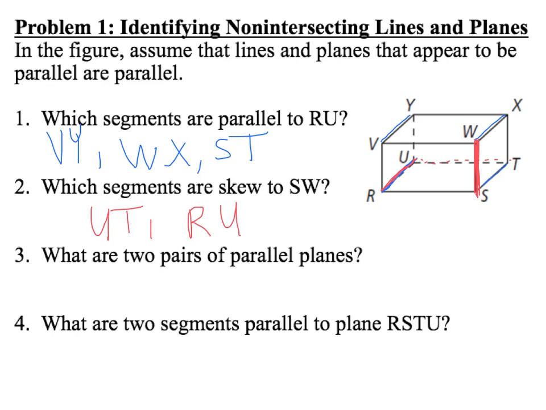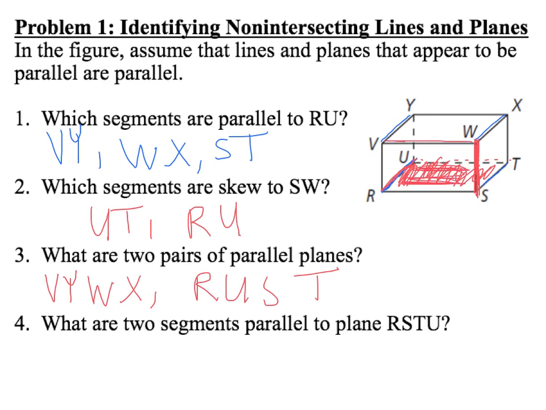For two parallel planes, I'm just going to pick the top and bottom, so I'm going to say plane VYWX and RUST. And two segments parallel to plane RSTU. RS is this right here, so two segments that would be parallel to it. This is running left and right, so segments that run left and right would be these two right here: VW and YX.